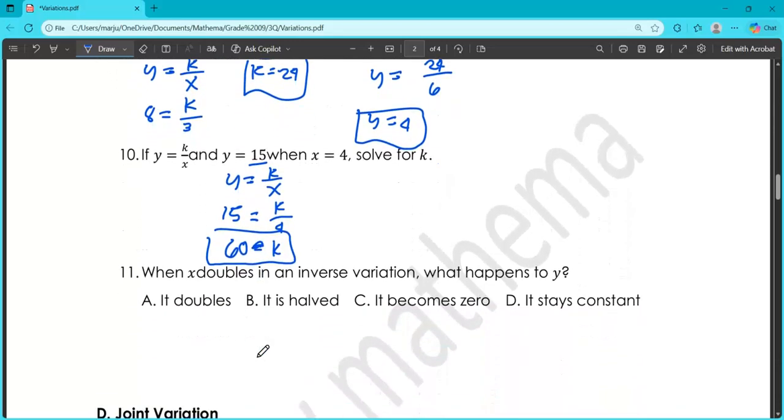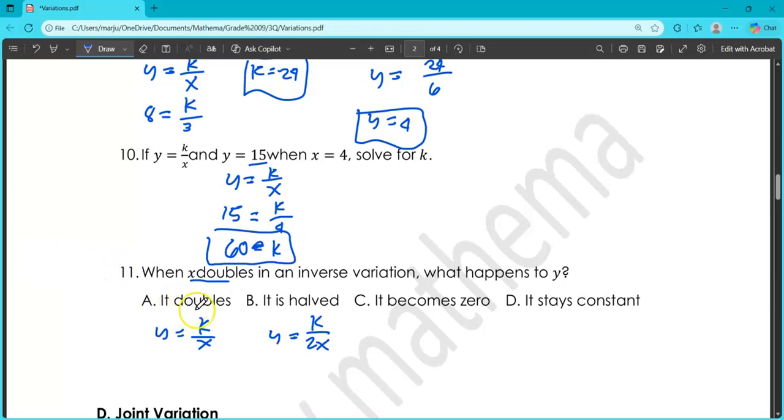Number 11. When x doubles in an inverse variation, what happens to y? So our inverse variation again is y is equal to k over x. Now, it is saying that when x doubles, so we're going to say y equals k over 2x, because again, x doubles, right? What happens to y if that is the case?